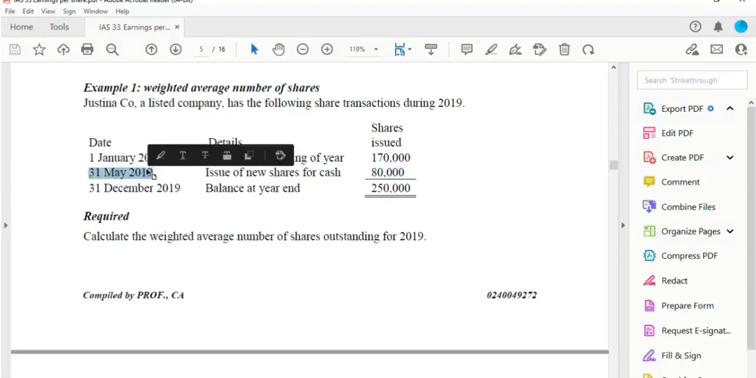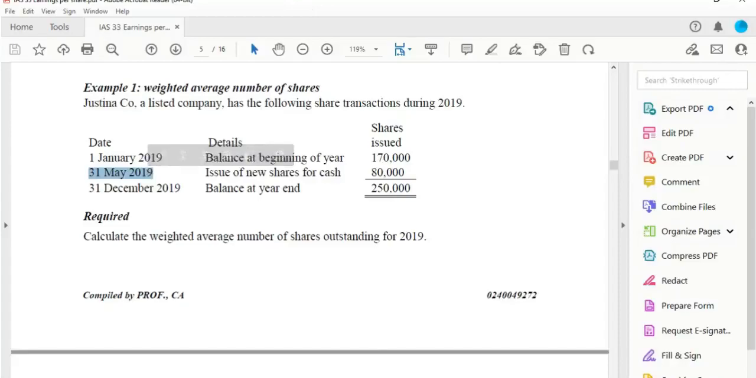June, counting my fingers, June, July, August, September, October, November, December. So 7 months. So 80,000 times 7/12. And then you get an answer.